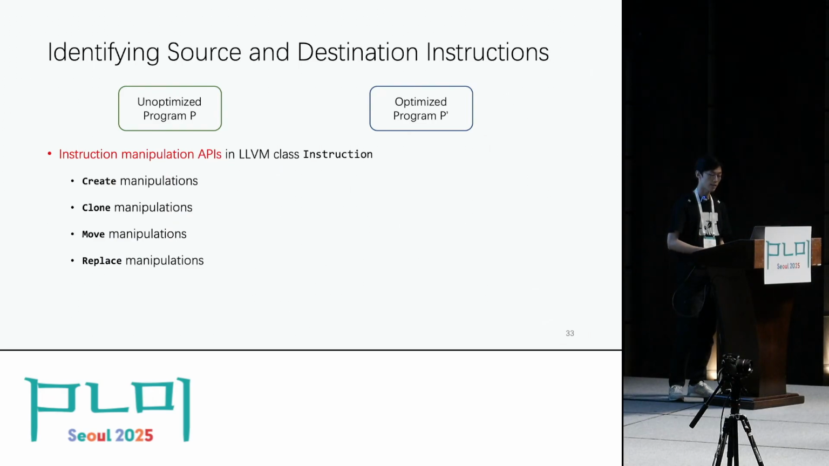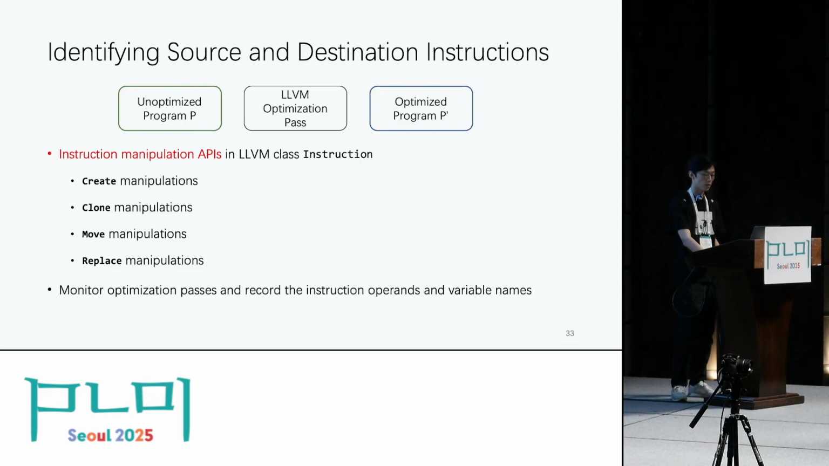According to this understanding from the LLVM class instruction, we extract 4 categories of instruction manipulation APIs, which can capture the source and destination instructions. To use them, we monitor the execution of the optimization process and record the instruction operands and the corresponding variable names of these 4 kinds of APIs.